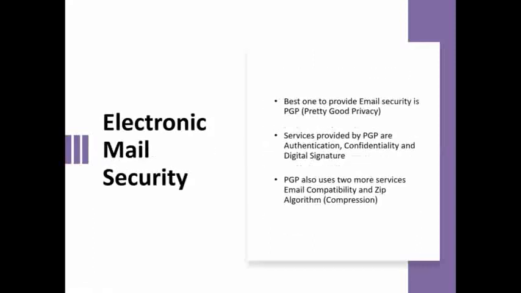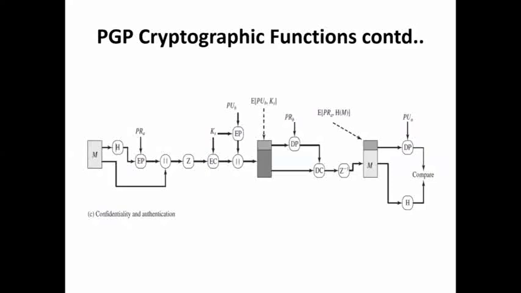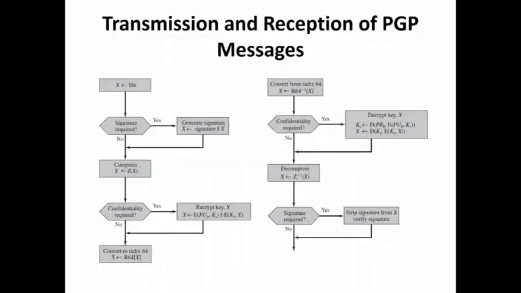So first we learned about security related electronic mail, then notations, then PGP cryptographic functions. In PGP cryptographic functions we studied authentication, confidentiality and authentication, and the summary of the PGP services, which lists all the algorithms used here. Then this is the flow diagram with respect to transmission and reception of the PGP messages.